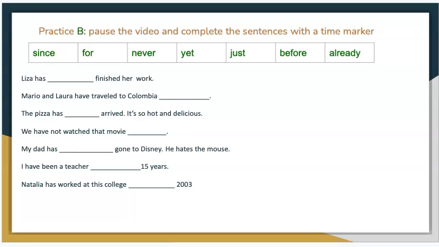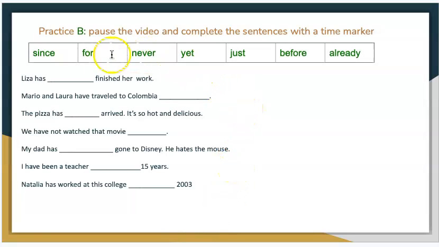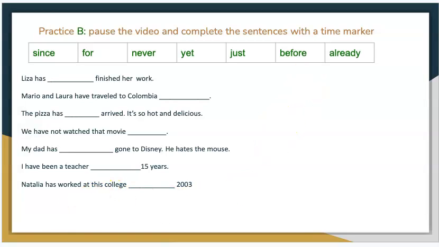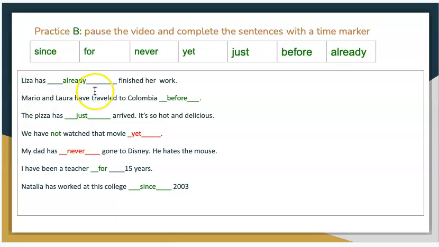So now we are going to continue with our present perfect, but this time I would like you to write the time markers. Notice these are commonly used in the present perfect. Pause the video, complete the exercise, and we'll check the answers in a minute. How did you do? Well, let's see. The answers are: already. Lisa has already finished her work. Mario and Laura have traveled to Colombia before.